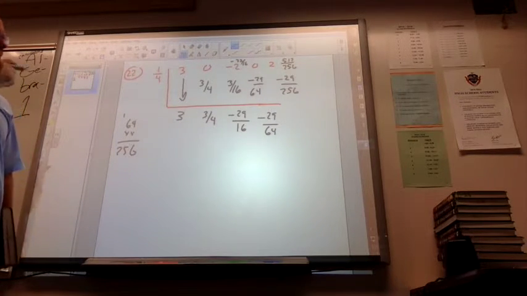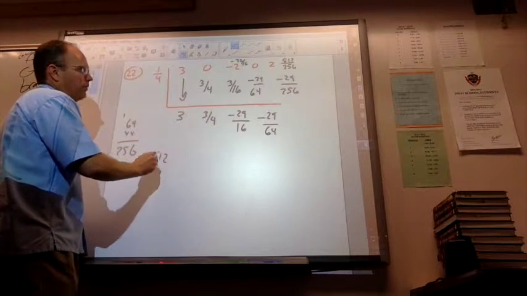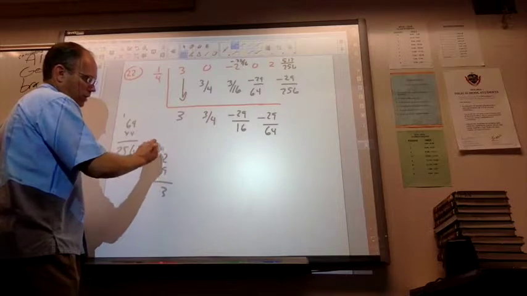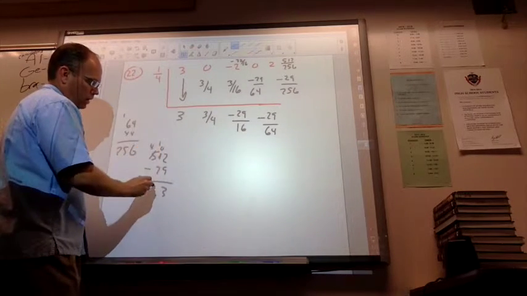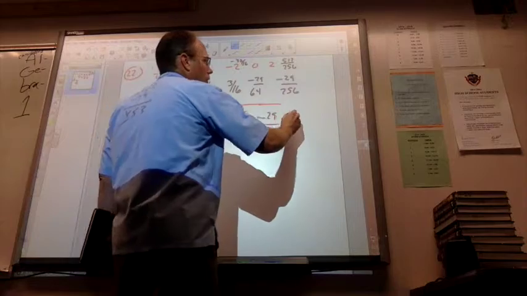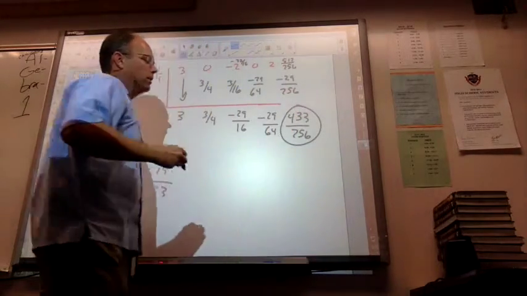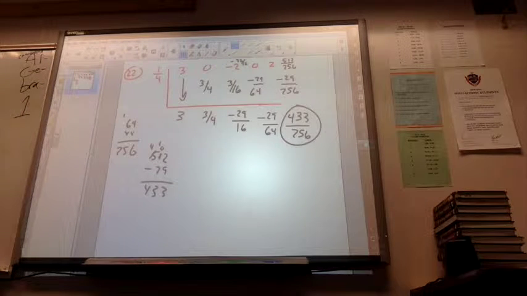And then if I add those, I'm going to get 512 minus 29, which is 433. So 433/256 is my remainder. And again, I'm not going to give you one that nasty on the test. It'll always be a whole number. What else? For 12 to 22, what else would you like to see?